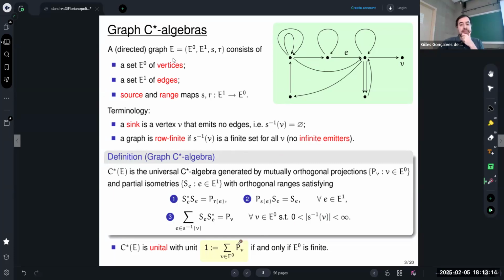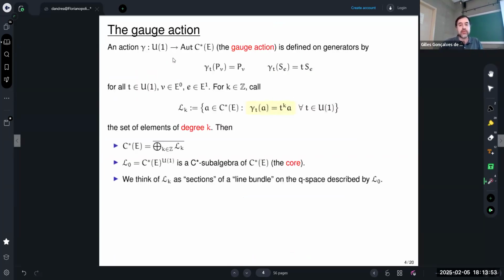Okay, so this C*-algebra, this is a definition slash theorem because you prove that it exists. And this C*-algebra is unital exactly when the set of vertices is finite, and the unit is just the sum of all vertex projections. So this is the unit of your C*-algebra. I like unital C*-algebras because they are the analog of compact Hausdorff spaces. So this is why I'm going to work mainly with finite graphs. And also the edge set in my examples will be finite, also this E1.